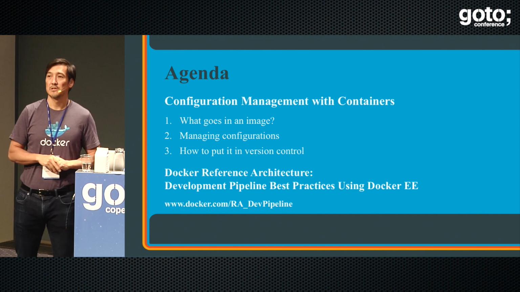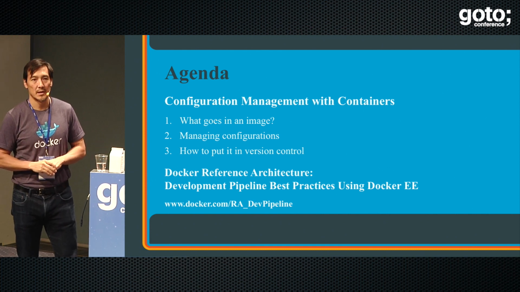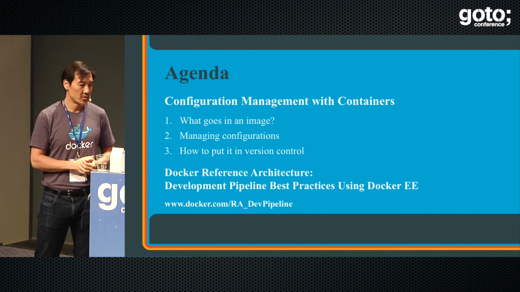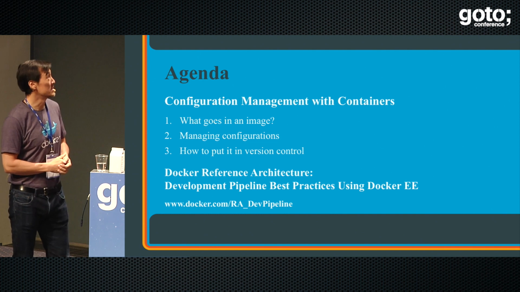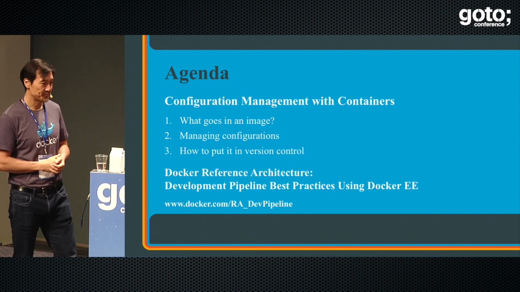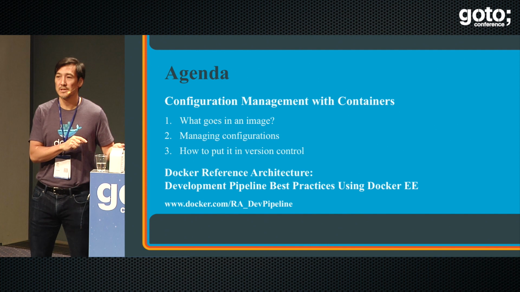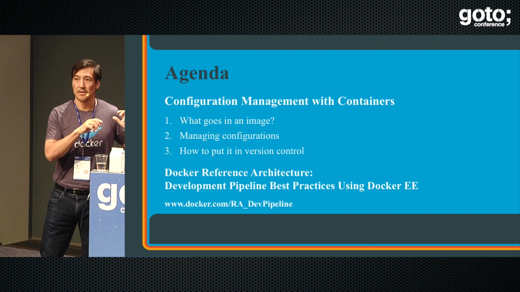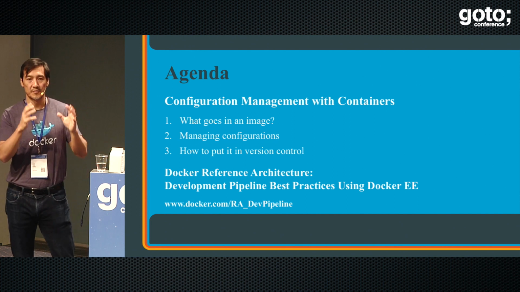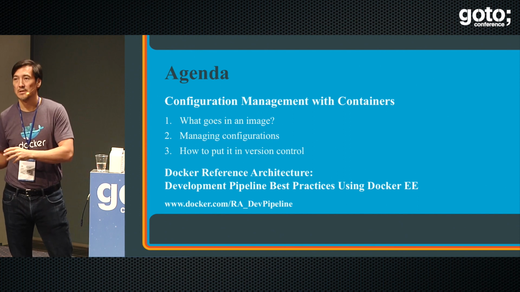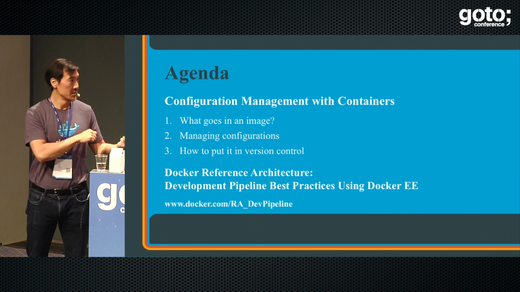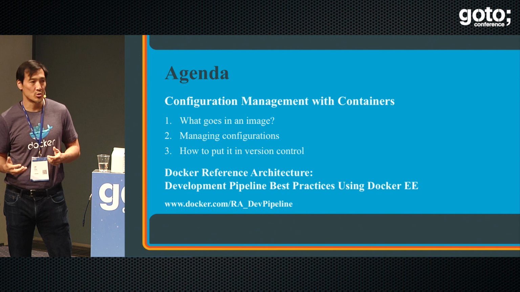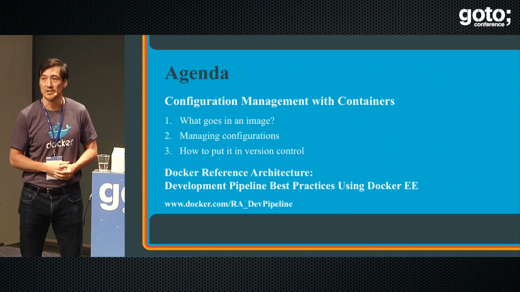All of these topics as well are in a reference architecture that you can find on the Docker website. It's called Development Pipeline Best Practices Using Docker EE. Now, how we're going to do this presentation is, I'll present the general topic and different strategies that you guys can adopt. And then Gilles will go through what they actually implemented, which strategy they chose at their company and on their project. Okay?